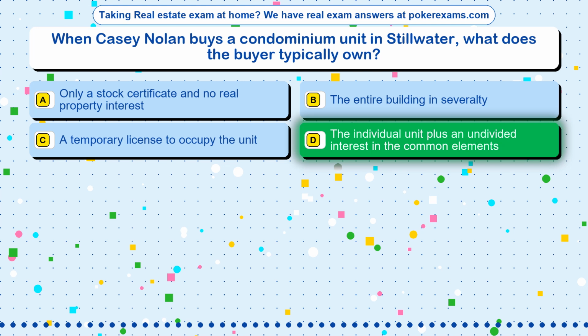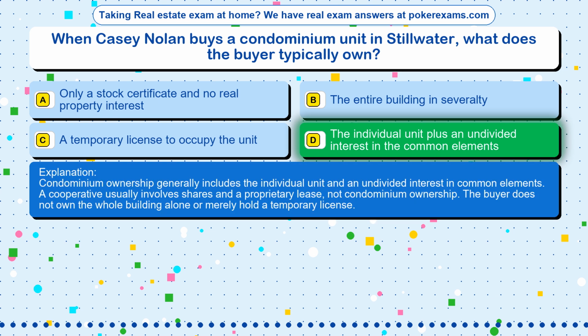The correct answer is option D, the individual unit plus an undivided interest in the common elements. Condominium ownership generally includes the individual unit and an undivided interest in common elements. A cooperative usually involves shares and a proprietary lease, not condominium ownership. The buyer does not own the whole building alone or merely hold a temporary license.